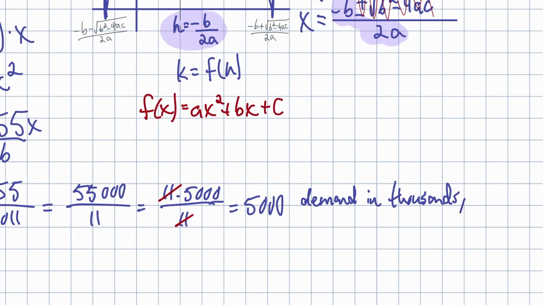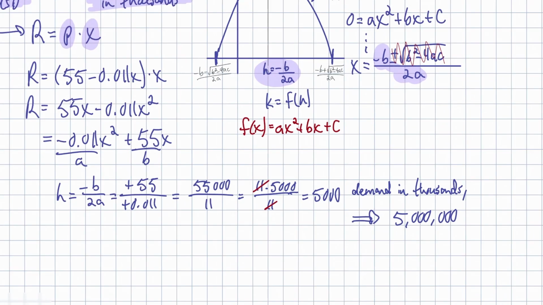Okay, so really, the demand in total is 5 million. So in the homework, you've got to pay attention: what's the scale of the variable? Now, if we want to say, well, yeah, but what revenue is that?